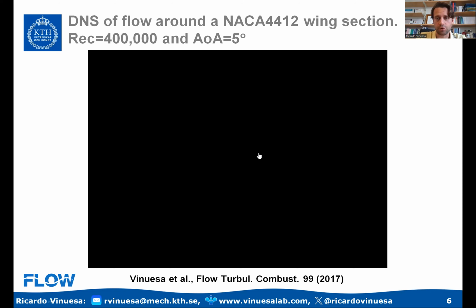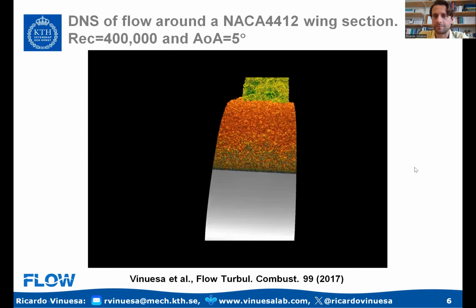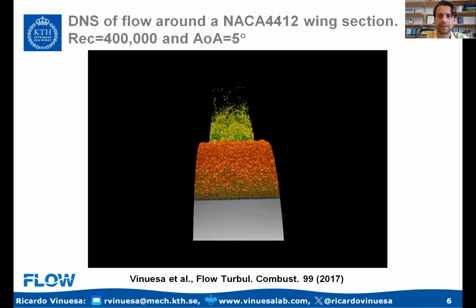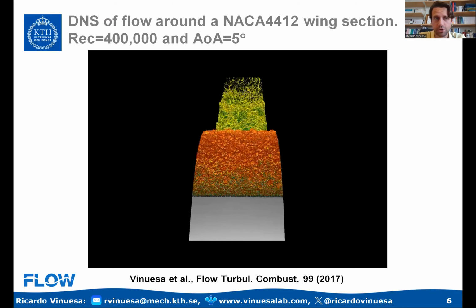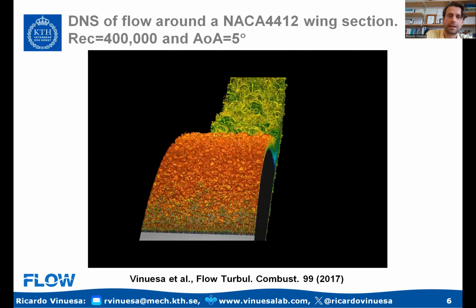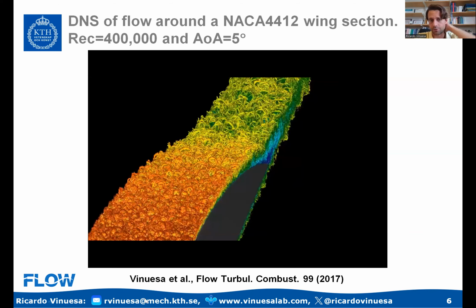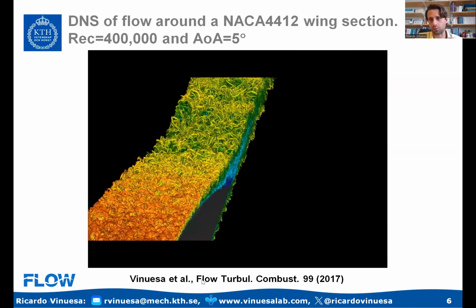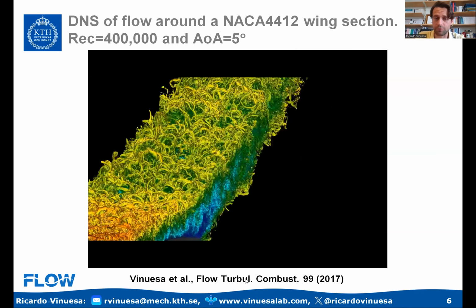What I'm going to show you here is actually a DNS. So this is a fully resolved direct numerical simulation of the turbulent flow around an ACA 4412 wing section, Reynolds number 400,000, and angle of attack 5 degrees. This simulation was carried out quite some years ago now. You can see the reference to all the data and statistics in this reference in 2017.